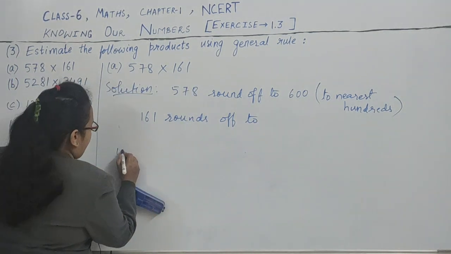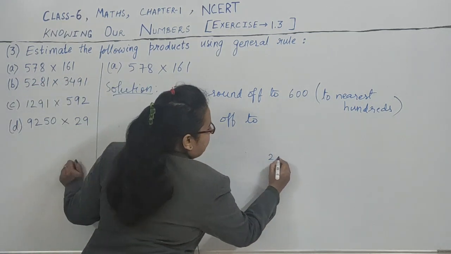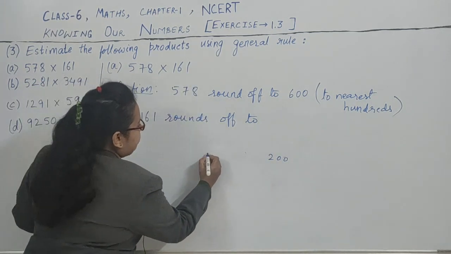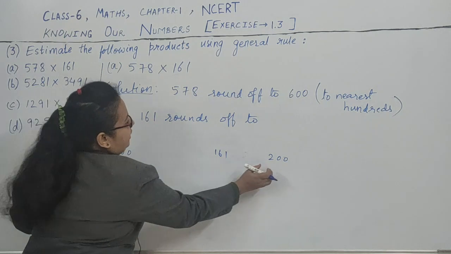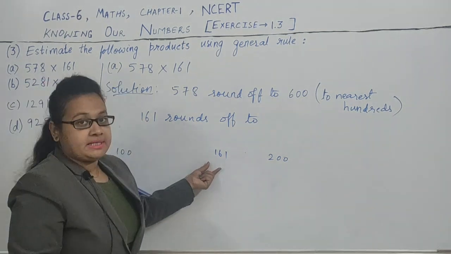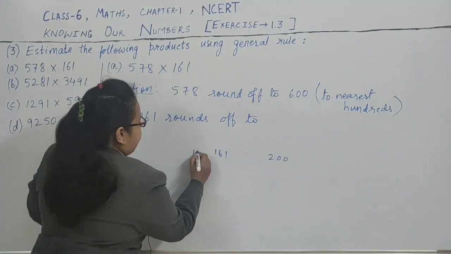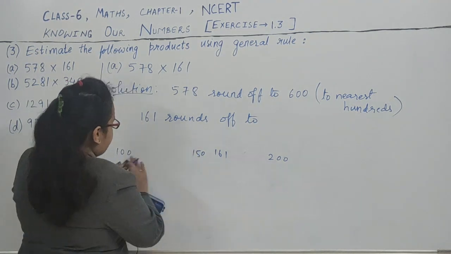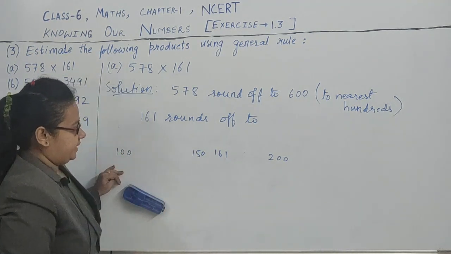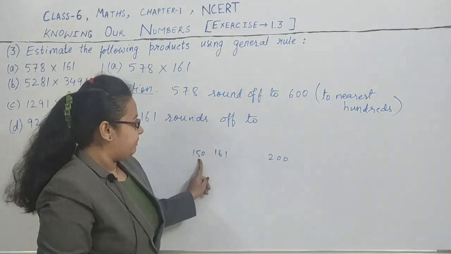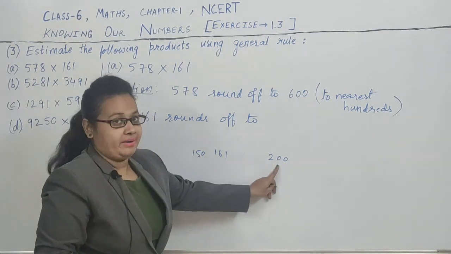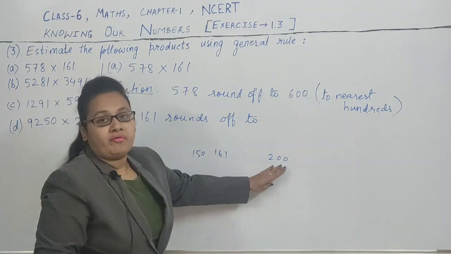It is nearer to 100 and it is also nearer to 200 because it lies in between 100 and 200. So the nearest hundreds for this number is 100 and 200, and the middle number for these two numbers is 150. But this number is more than the middle number, means it is closer to 200, right? So this will be rounded off to 200.